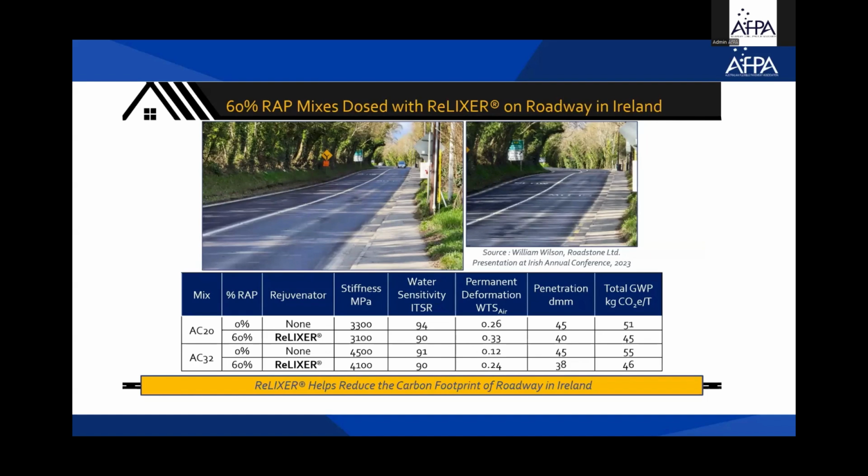This was the first documented case where it was actually studied and reported. And you can see from this that the kilogram equivalent of carbon dioxide for both the AC20 and the AC32 mixes with high RAP, with Relixer, were lower. And so this provides a net benefit to the environment.